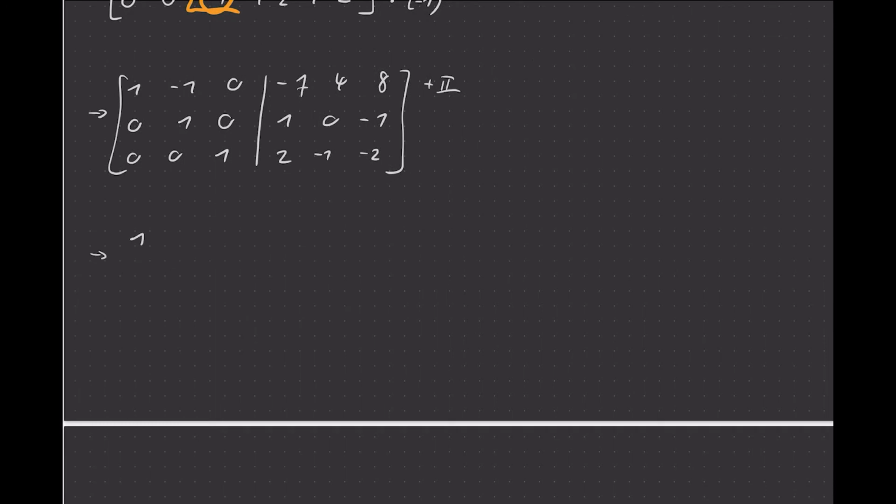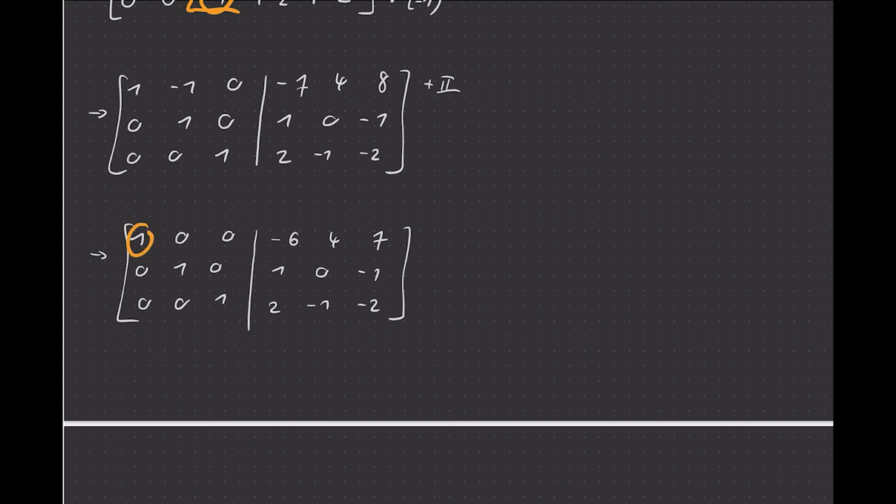What we get is 1, 0, 0. And on the right-hand side, we will get -6. 4 plus 0, that's 4. And 8 minus 1 is 7. And we just copy the second row and also the third row. And now you can see on the left-hand side, we have actually obtained reduced echelon form.